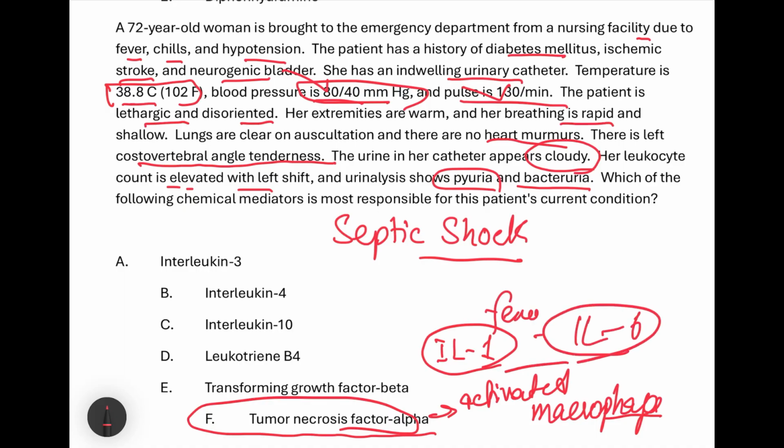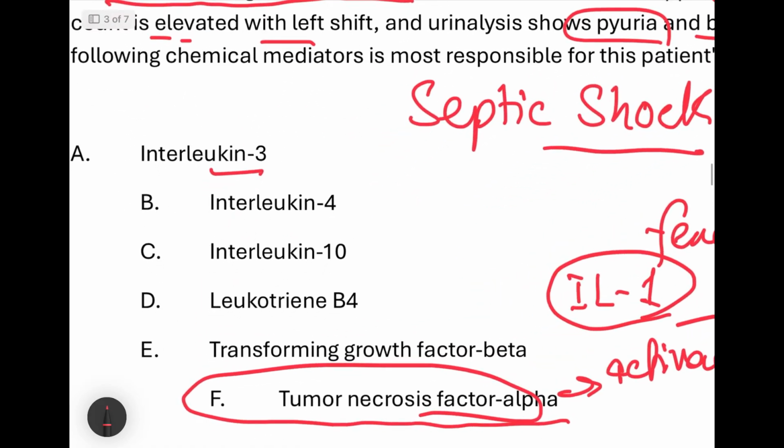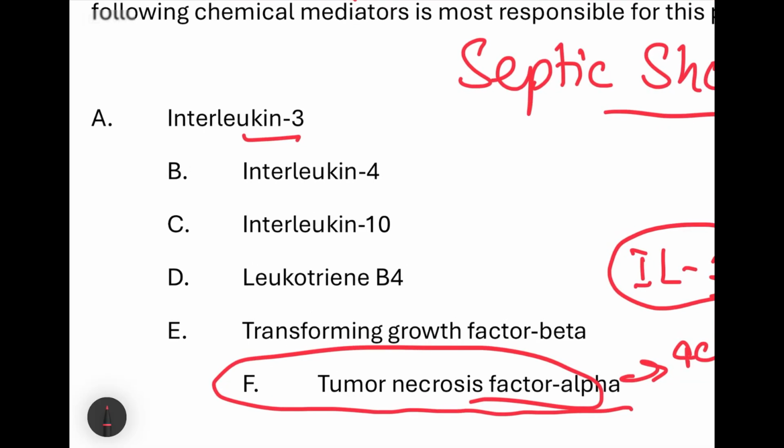Okay? If we talk about other cytokines like interleukin-3, it is produced by activated T cells and stimulates the growth and differentiation of stem cells in bone marrow.